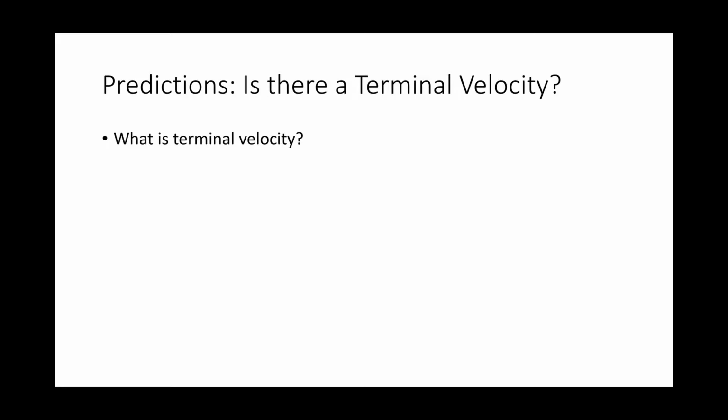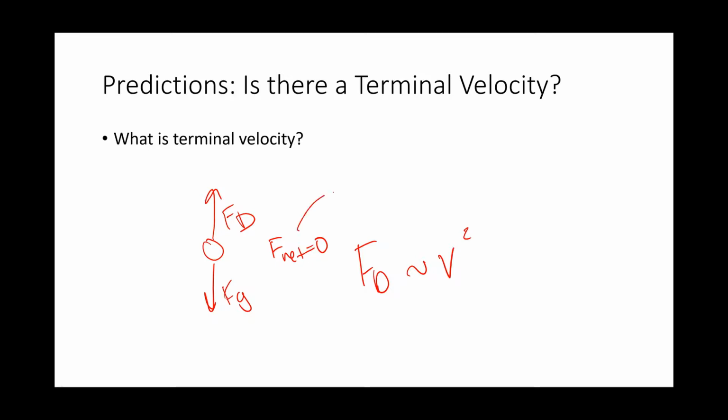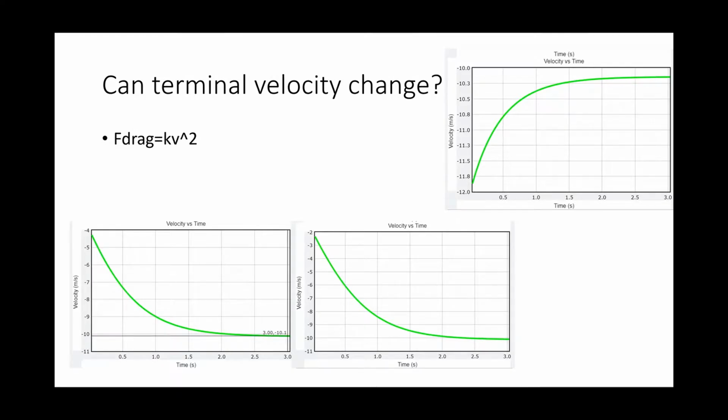If drag force is continually increasing with increasing speed, what happens when drag force is equal to the force of gravity? We know that Fnet would be equal to 0, and therefore there would be a constant velocity. This is also called the terminal velocity. When the force of drag equals the force of gravity, the velocity will be constant because Fnet is equal to 0, and therefore the change in momentum is equal to 0. So, can the terminal velocity ever change?